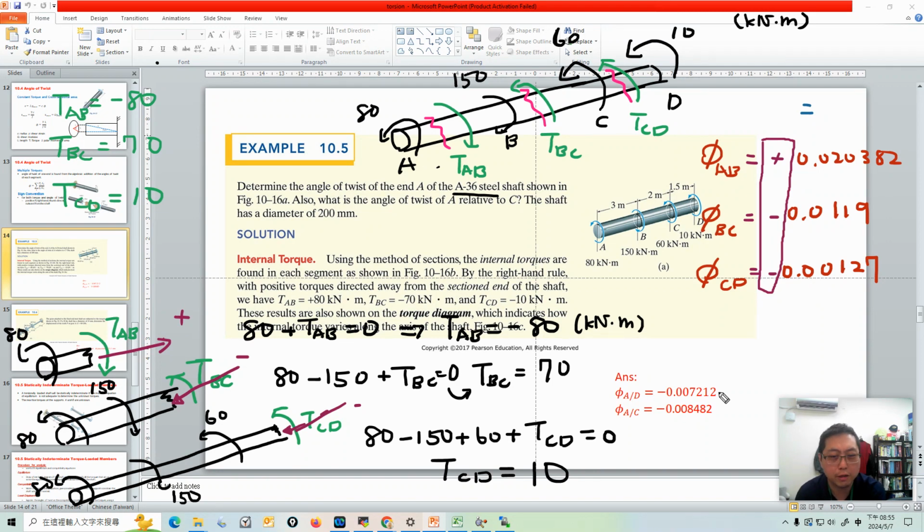My calculation process is all correct, but finally we still have to follow the textbook sign convention. So here's a video for the sign convention issue for example 10.5.